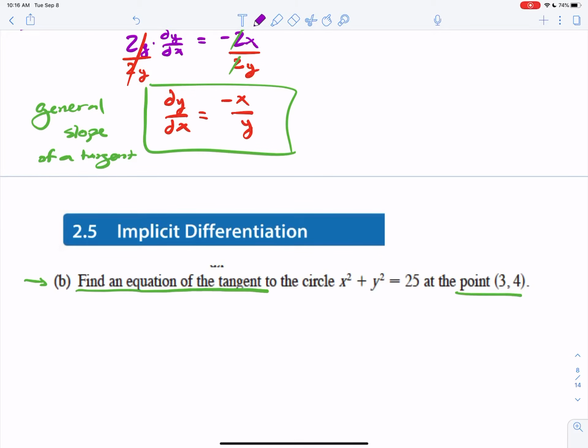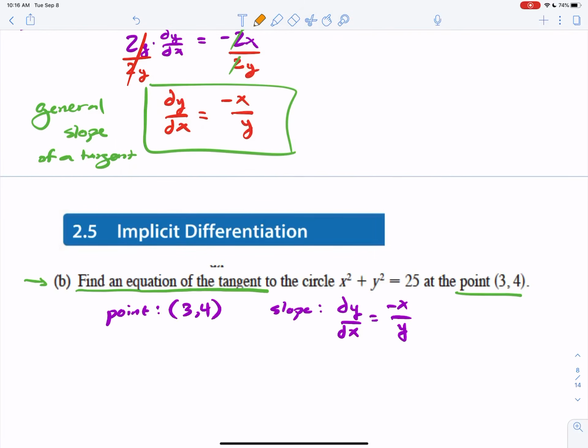To make an equation of a tangent line, you need 2 things. You need a point and you need a slope. They already gave us a point, 3, 4. So all we need is a slope. How do I find the slope? Well, I know the general slope is negative x over y. But how do I find my specific slope?